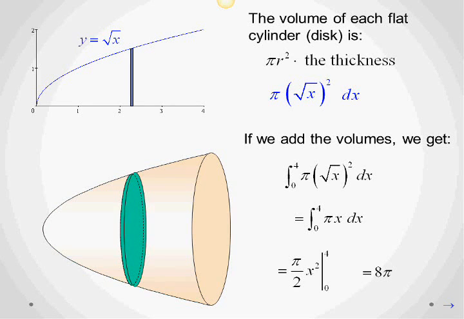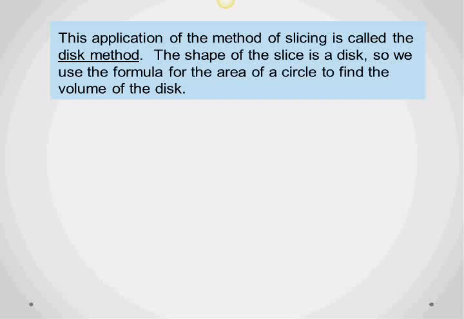When I put 0 in, I'll get 0. And so I get an answer of 8 pi. So that is the volume of that nose cone. This application of the method of slicing is called the disk method, obviously because you're forming multiple disks, and the shape of the slice is a disk or a circle. So we use the formula for the area of a circle to find the volume of the disk.